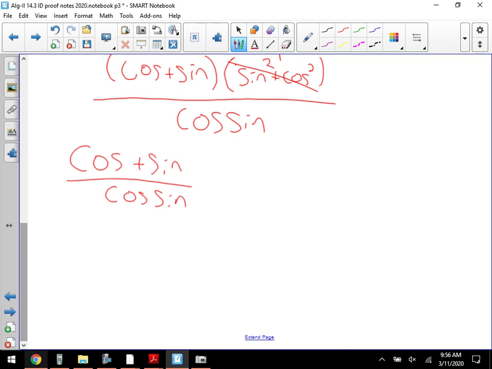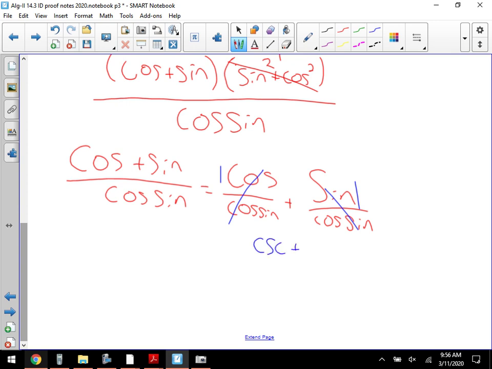I think we had to wind up with a cosecant secant or something like that? Yep. You should be able to see where that comes from now. Notice the numerator has 2 parts. The denominator is all multiplied together. Split them. They have the common denominator, so rewrite them: cosine over cosine sine plus sine over cosine sine. Guess what happens? 1 over sine, 1 over cosine, which is cosecant, secant.